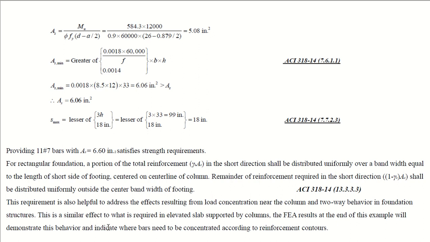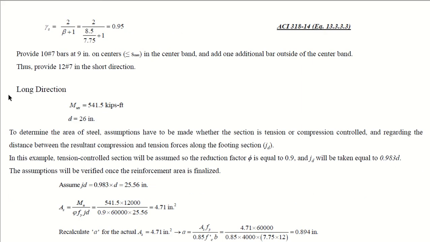This is a similar effect to what is required in an elevated slab supported by columns, which is a flat plate. The FEA results at the end of this example will demonstrate this behavior and indicate where bars need to be concentrated according to reinforcement contours. So calculating gamma s, which has a formula in ACI, it comes out to be 0.95. So provide 95% of the bars in the center band and the remaining in the outer band. Thus provide 12 number 7 in the short direction.